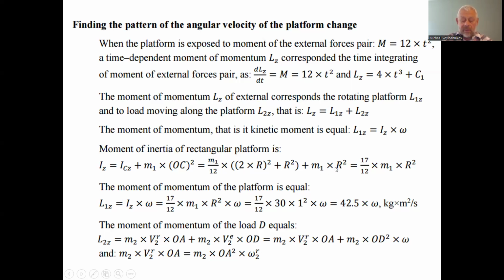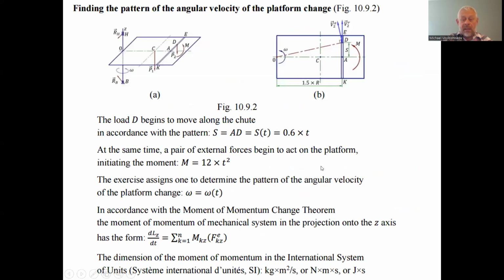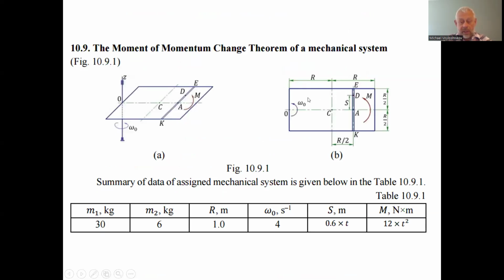The size is r. Why r? Because we can see here this is the center of mass of the platform. All forces shown here are either parallel to the axis of rotation or intersect the axis of rotation, as the reactions of the support. That is, they do not cause the action of an external moment on the moment of momentum, due to the momentum change theorem. This is just a remark. But let me remind you that the center of mass of this rectangular platform is at the radius r from the axis of rotation of this platform.